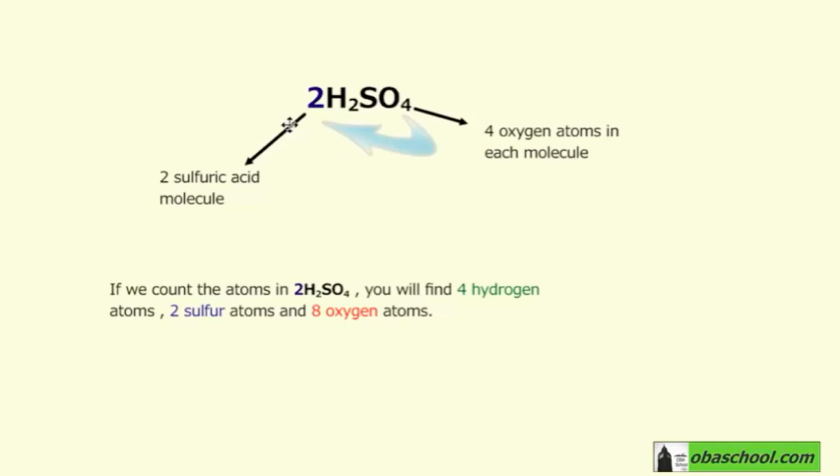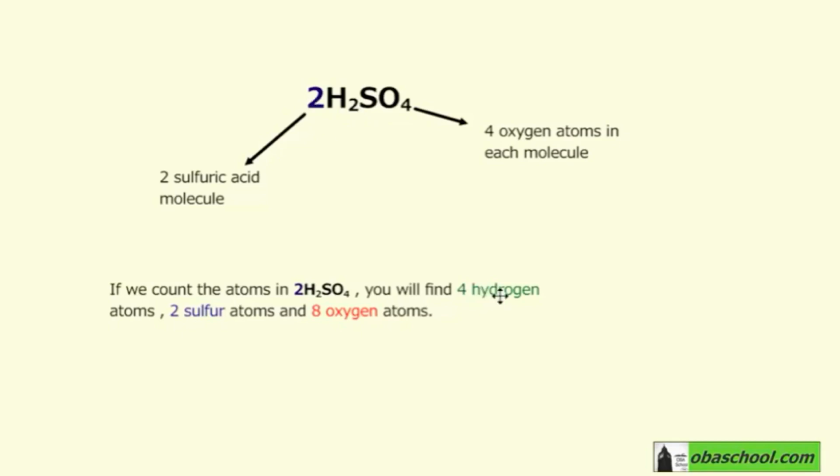Oxygen has 4 next to it. So we multiply 4 by 2 to get 8 oxygen atoms. So pay attention to how you're counting the numbers in the molecule. The big 2 is for the whole molecule, so the small numbers must be multiplied by this 2.